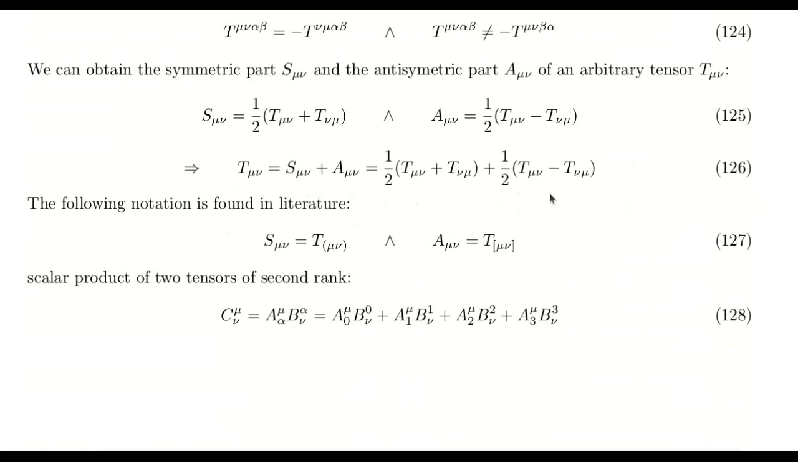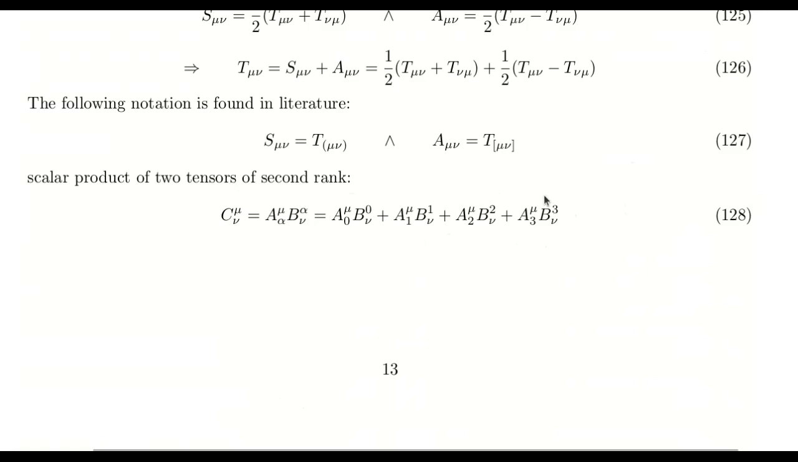like this in 126. We find sometimes the following notation in the literature. If the symmetric part of a tensor T mu nu is meant, then the indices are written in parentheses here. And if the antisymmetric part of a tensor is meant, then the indices are written in brackets.